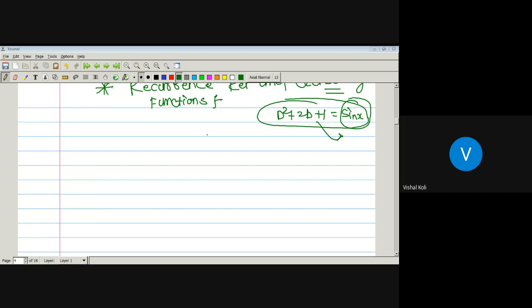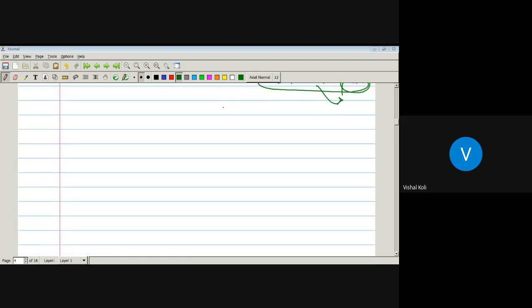So first we will see what the generating functions are, and to find out the particular integral we will require these generating functions. So first we will see what the generating functions are, and then we will see what the recurrence relations are. Okay, so first let us see what the generating functions are.